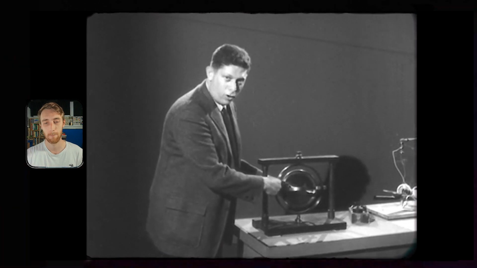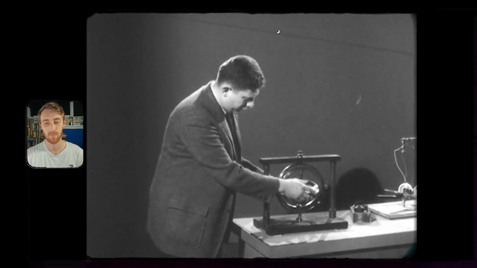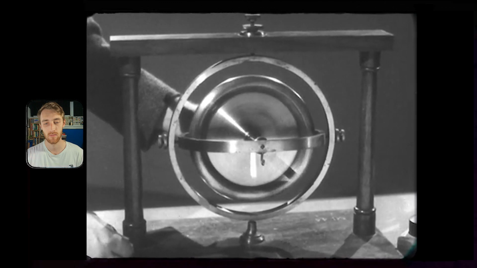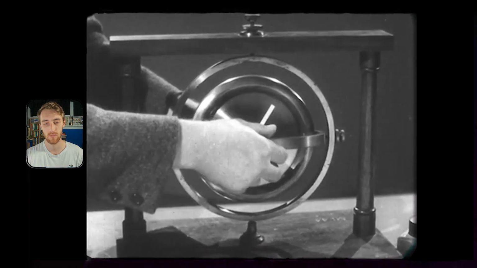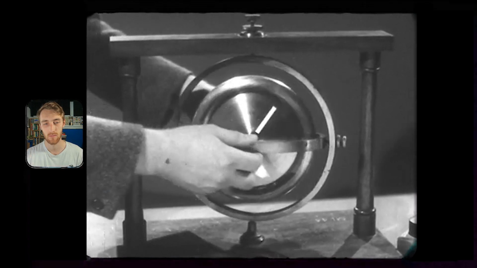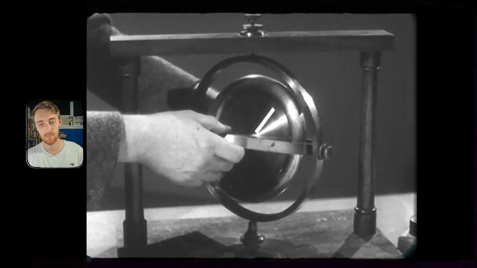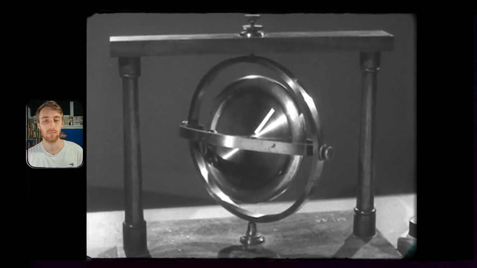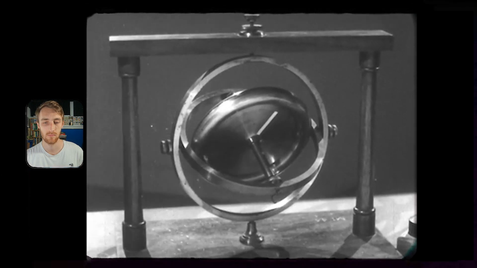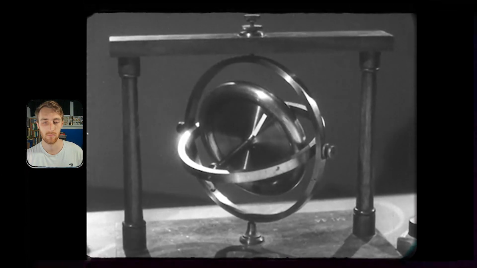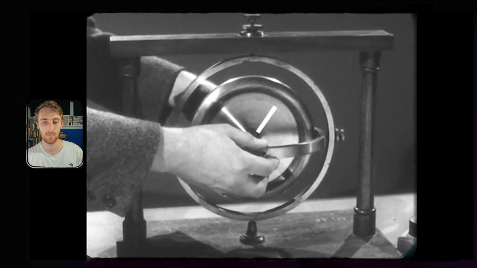Here we have a gyroscope, very well balanced and mounted on gimbals. The gimbals permit the gyroscope to turn in any direction and in any position assure that there'll be no torque acting on it. Let's put some angular momentum in this gyroscope.